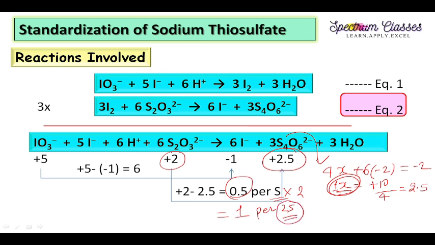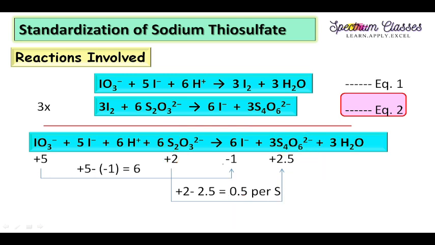Now you can ask me a question, why for 2 sulfur atoms? Because on the left hand side I have S2 and on the right hand side I have S4. So the change in oxidation state per 2 sulfur atoms is 1. Fine. I hope you understand this concept.